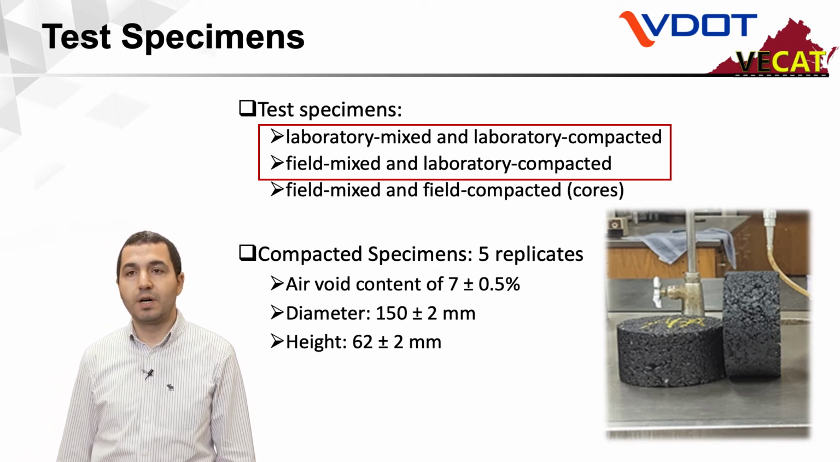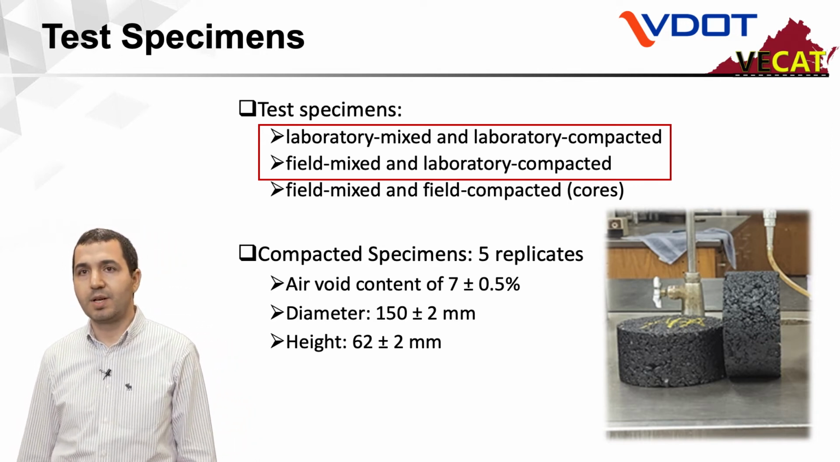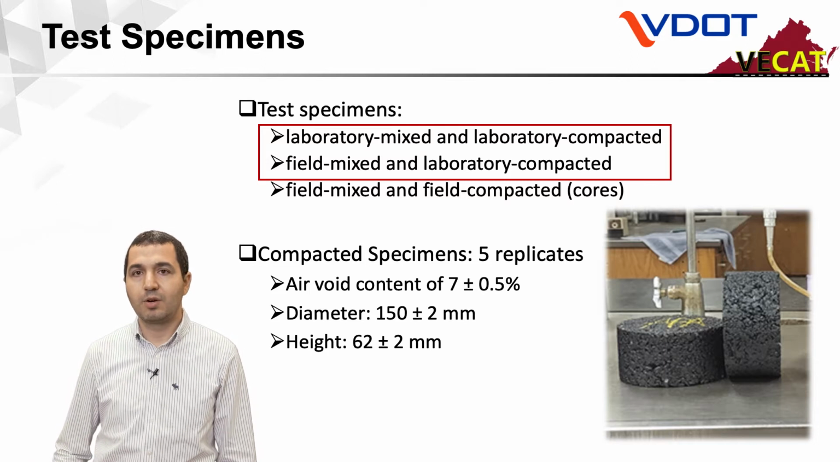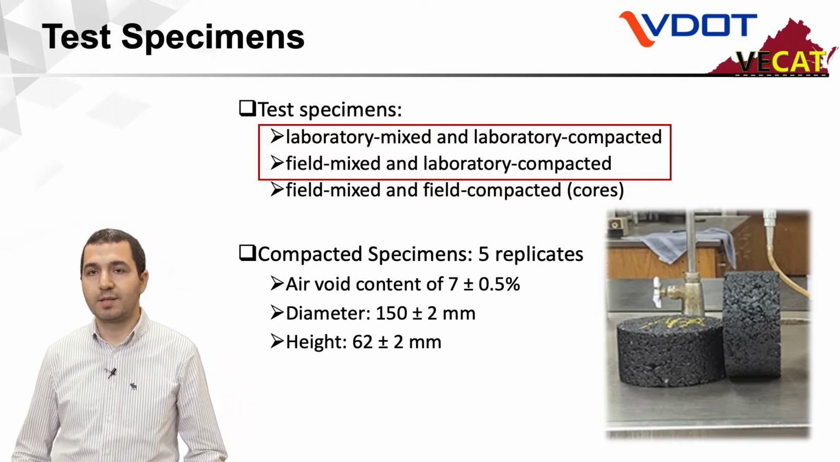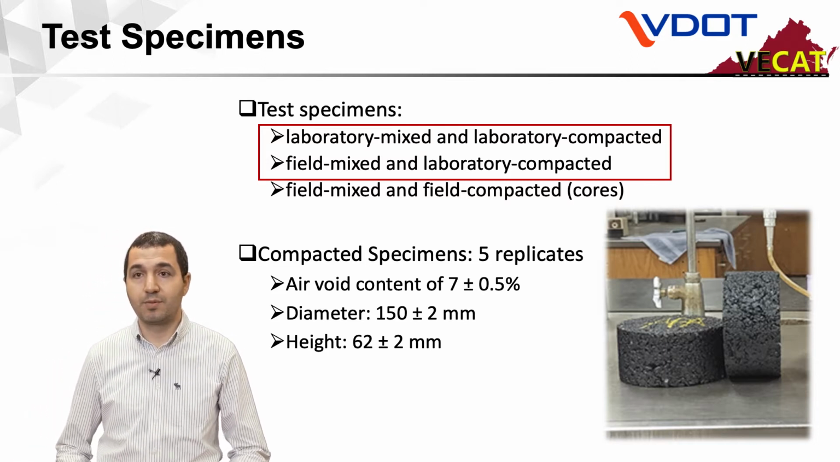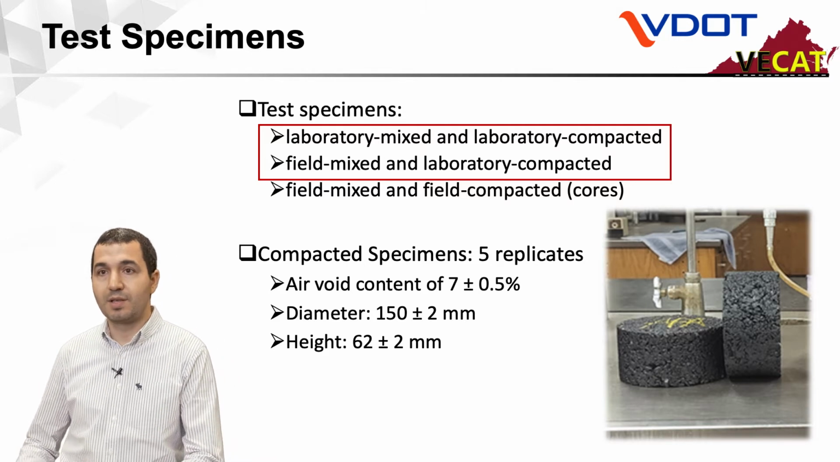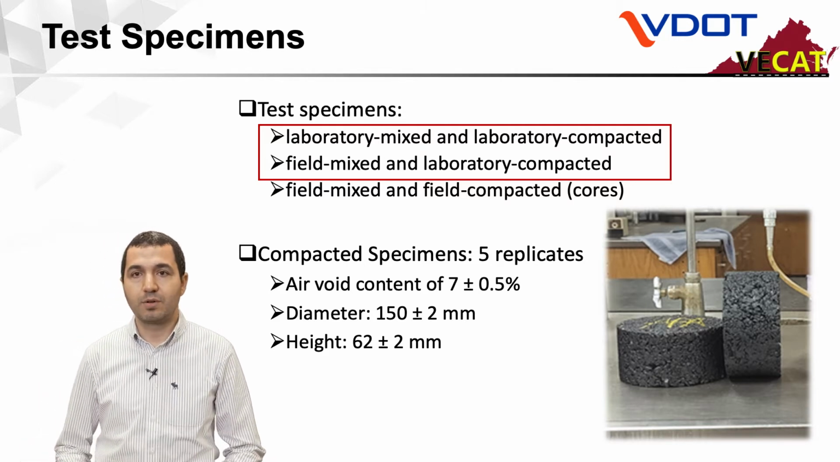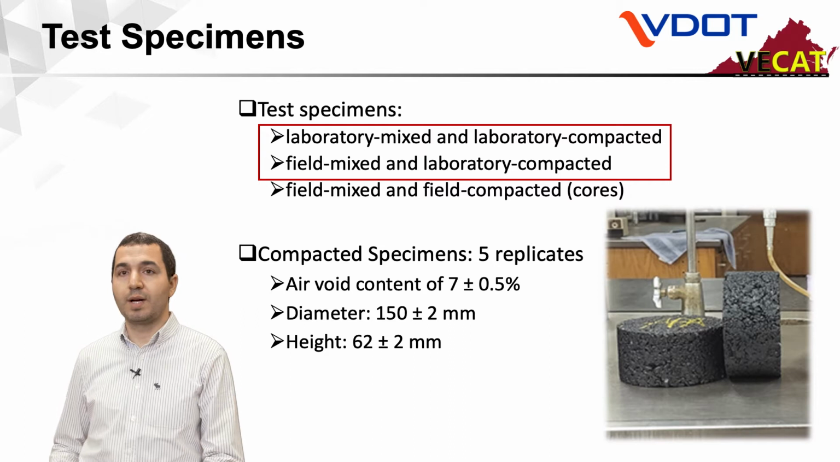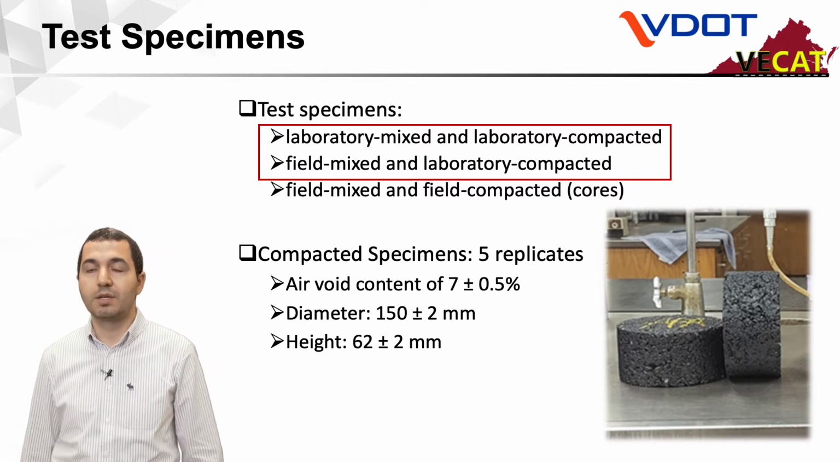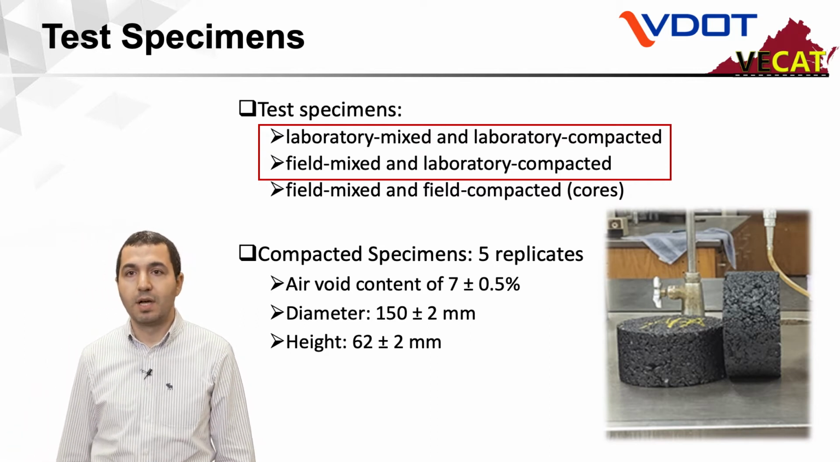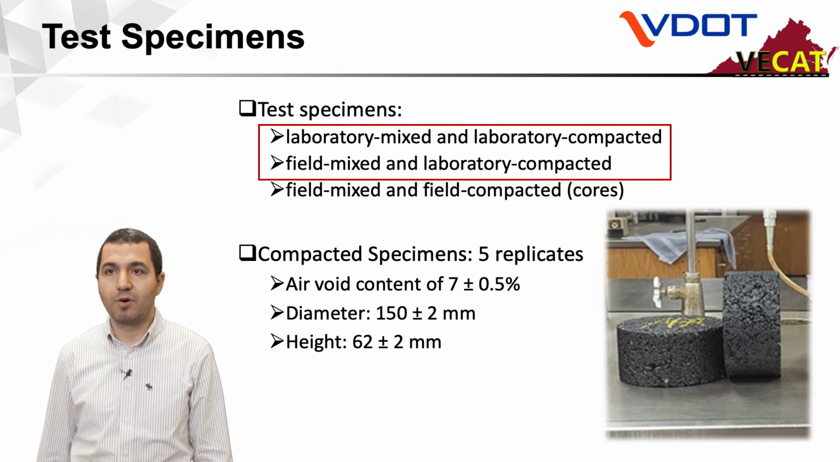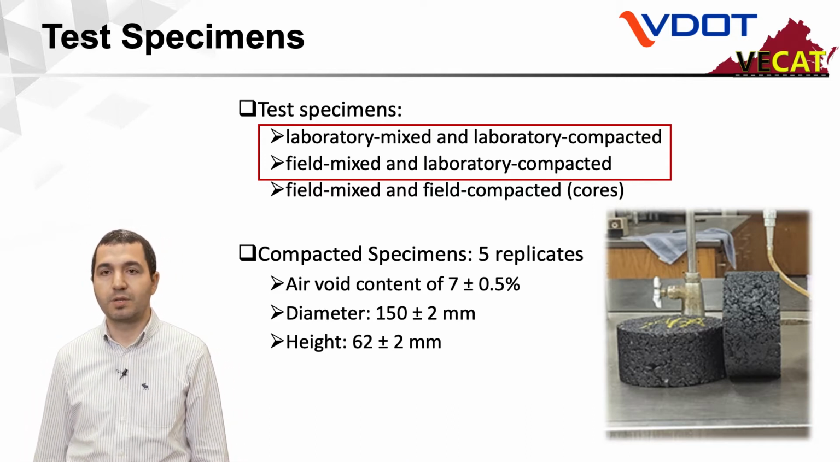As part of VDOT balanced mix design spec, VDOT requires two sets of specimens to be tested under this test: laboratory mixed and laboratory compacted specimens, which is your design stage, and then field mix or plant mix and laboratory compacted, which is your production level testing. VDOT currently does not require any field core testing on this one.